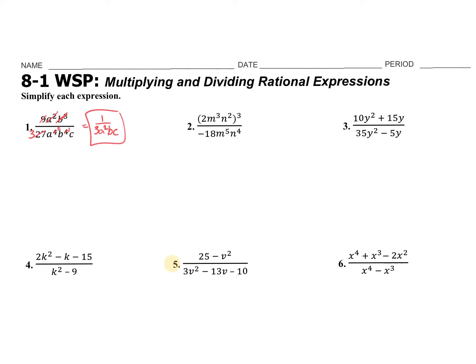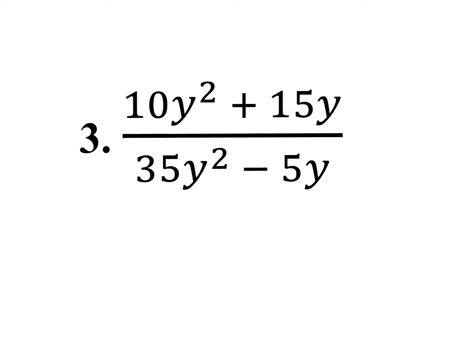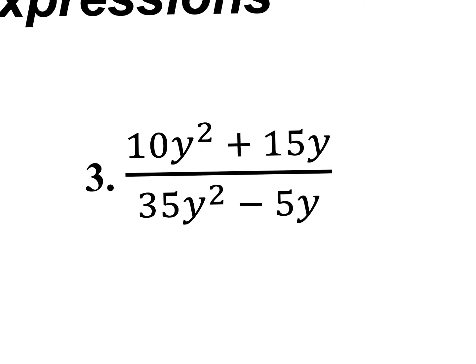But there's going to be some where you actually have to factor first, right? Like number 3, for example. Let's factor something out of the top, and then also factor something out of the bottom. Always try to pull out the GCF first. On the top, we could pull out the multiple of 5 as well as the variable y from each term.